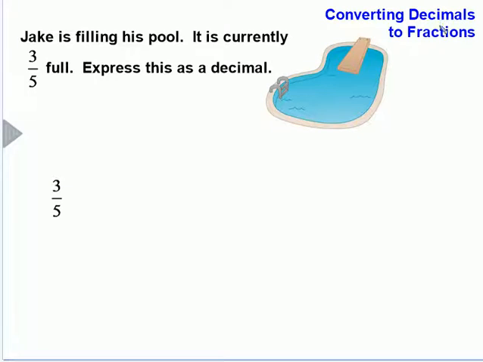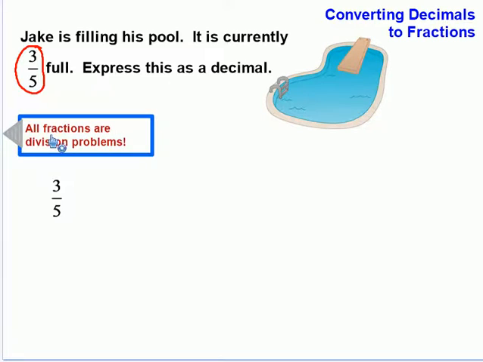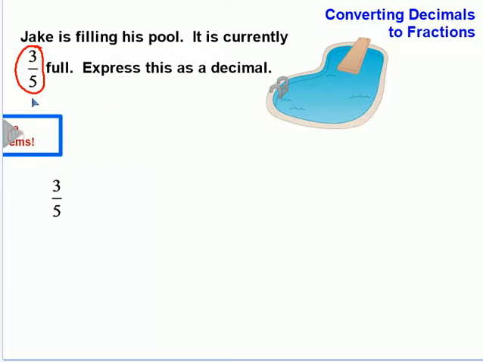Now let's go the opposite direction. Let's go from fractions to decimals by taking a look at a problem. Jake is filling his pool. It is currently 3/5 full. Express this as a decimal. As we begin to think about this problem, you have to understand that every single fraction is a division problem. So when we see 3 over 5, what we should see is 3 divided by 5.